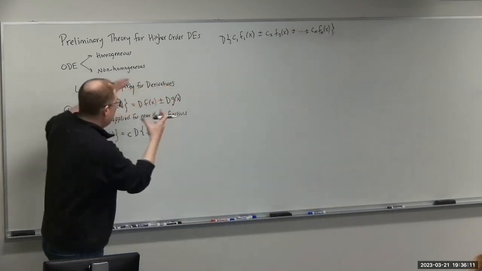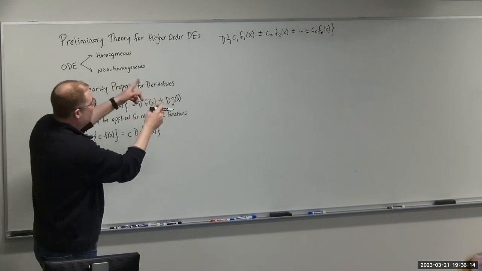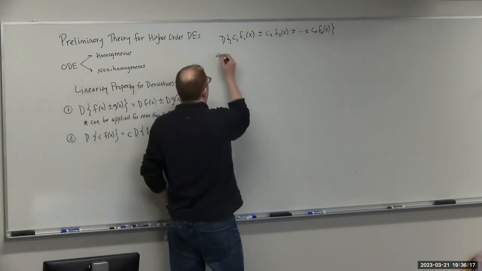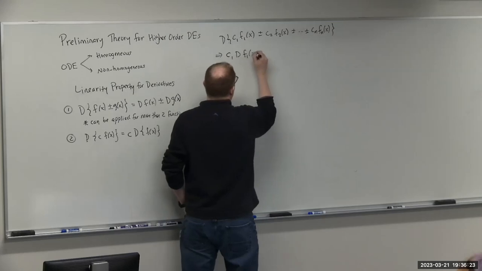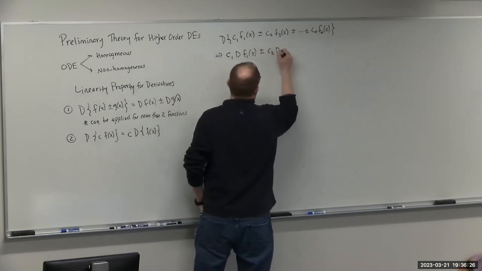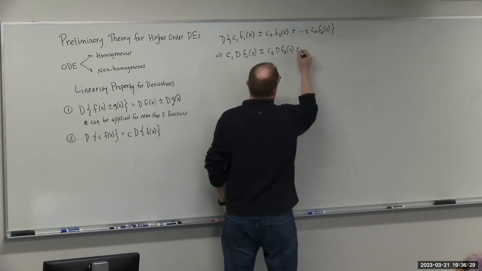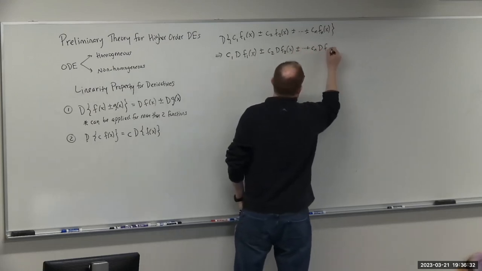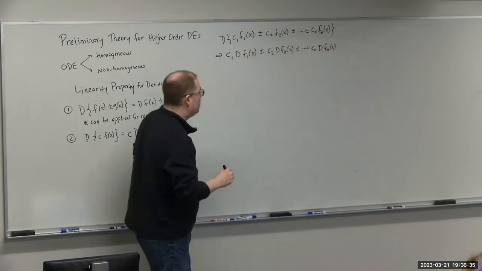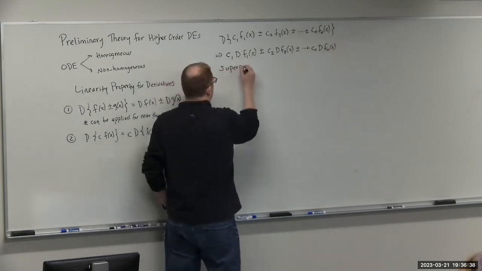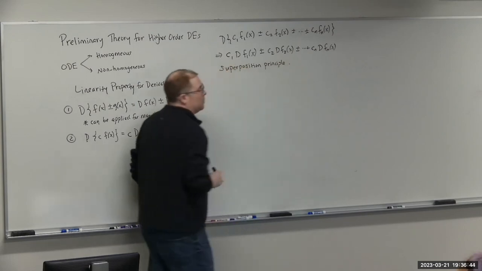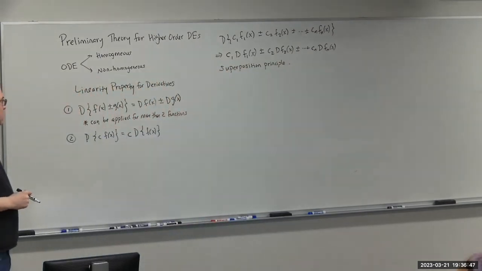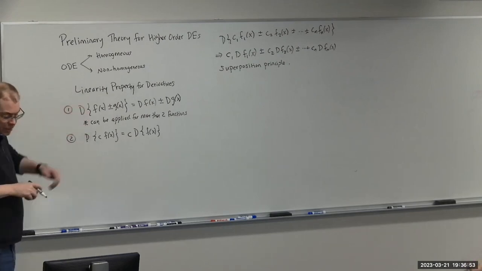There is a name if you put everything together. If you have a finite number of functions like this, and because this is a linear differential operator, we can say this. You're probably thinking of this. This is actually what's called the superposition principle, which is just an extension of this idea.